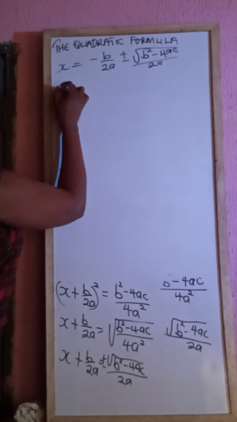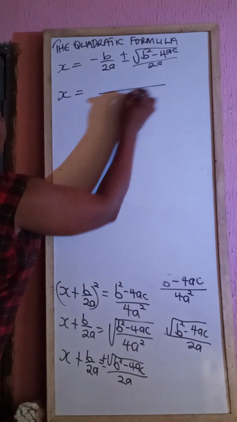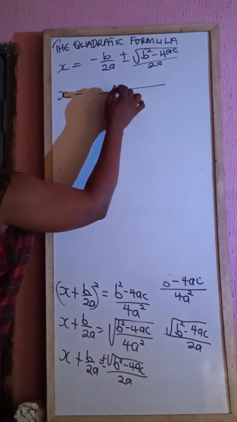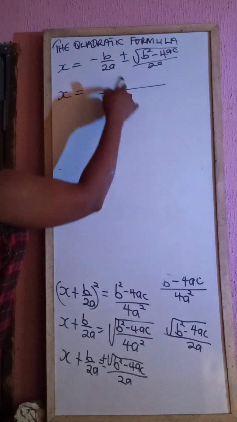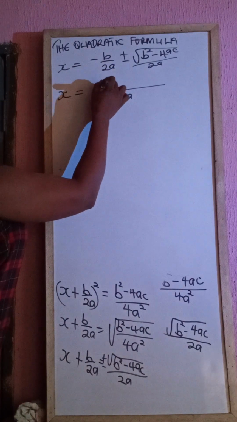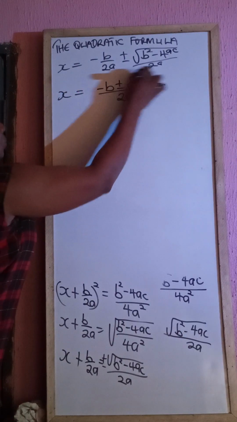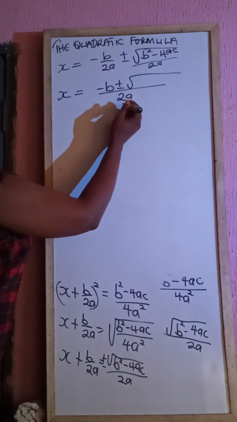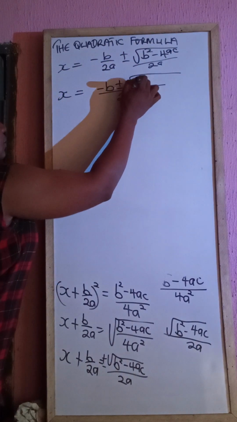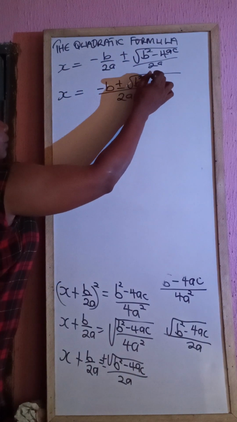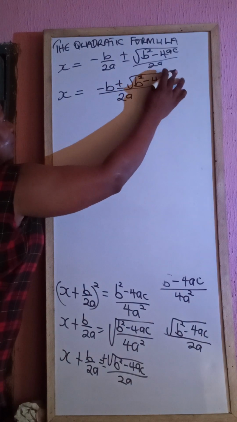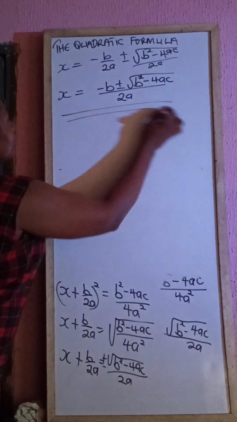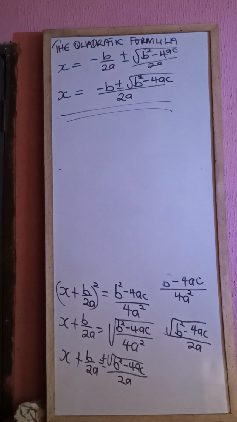So from here, x will become finally, the LCM here is 2a. So 2a divided by 2a is 1. 1 times minus b is minus b, plus or minus the square root. 2a divided by 2a is 1. 1 times the square root of b squared minus 4ac is still b squared minus 4ac. And that is how we got the quadratic formula for solving quadratic equations.